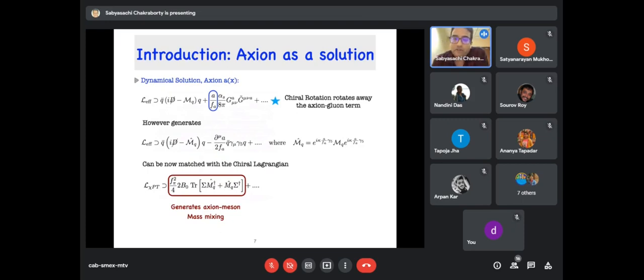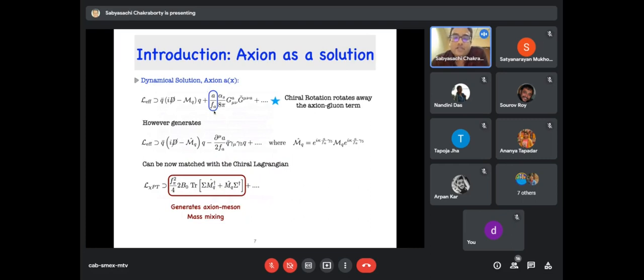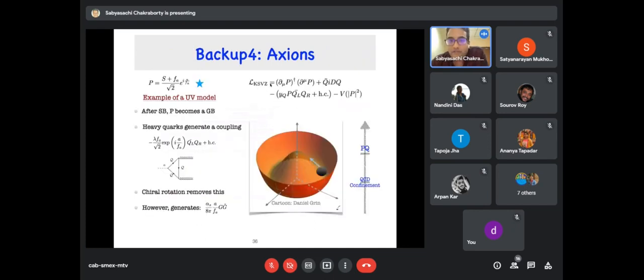This problem can be solved using axions. So for axions, this theta bar field is essentially replaced by a dynamical field called the axion, and F_A is the decay constant. Just to understand where this term comes from, one can consider a very well-known theory, which is known as the KSVZ model, where you write down a Lagrangian, where Φ is a complex scalar and Qs are heavy quarks. And this Lagrangian has a U(1) Peccei-Quinn symmetry. Now, when the scalar field gets a vev, this Peccei-Quinn symmetry is spontaneously broken, and the axion becomes a Goldstone mode. When the axion becomes a Goldstone mode, you can replace the Φ with the A. It generates the axion-heavy quark coupling.